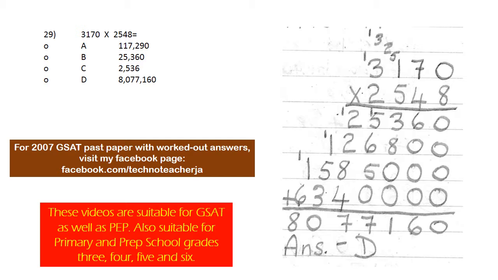So here at the bottom for our answer we have 8,077,160. So the answer is D. Again, the question and answer is 3,170 times 2,548 is equal to 8,077,160.